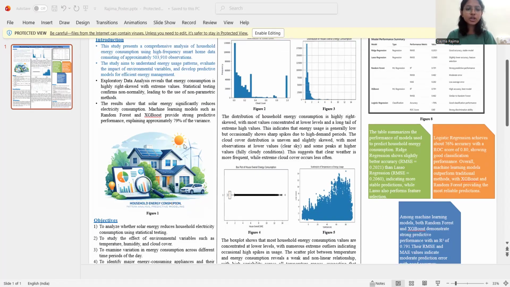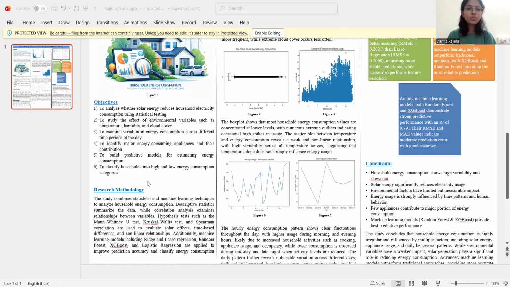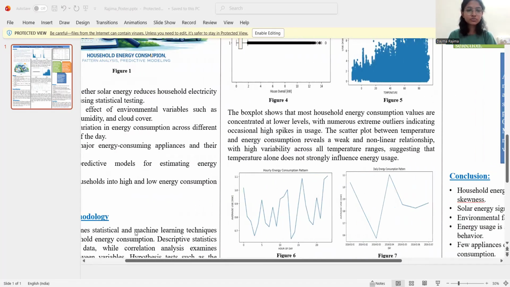Now we will move to the objectives. The objectives are to analyze whether solar energy reduces household electricity consumption using statistical testing, to study the effect of environmental variables such as temperature, humidity, and cloud cover, to examine variation in energy consumption across different time periods of the day, to build predictive models for estimating energy consumption, and to classify households into high and low energy consumption categories.